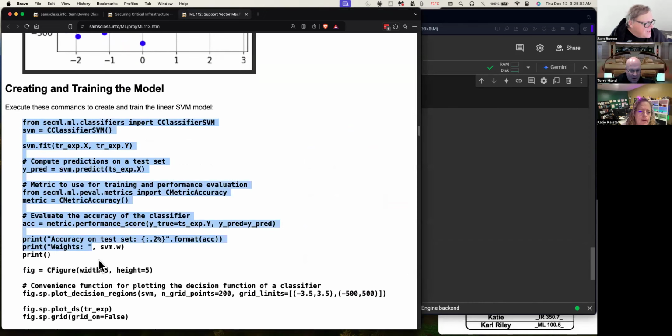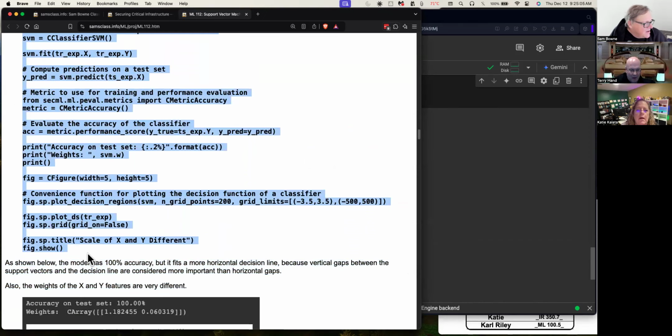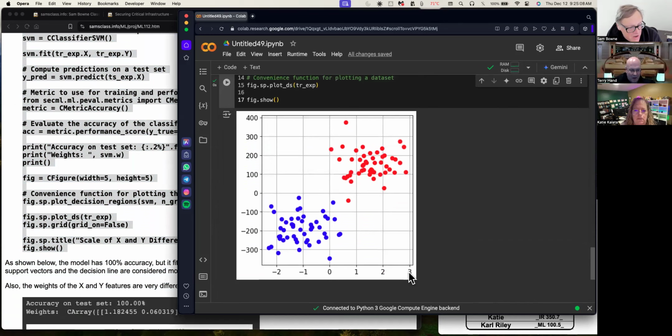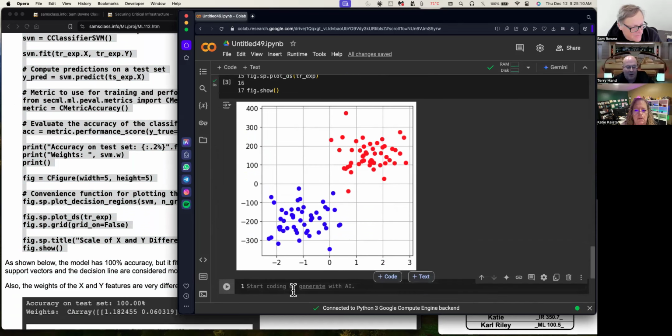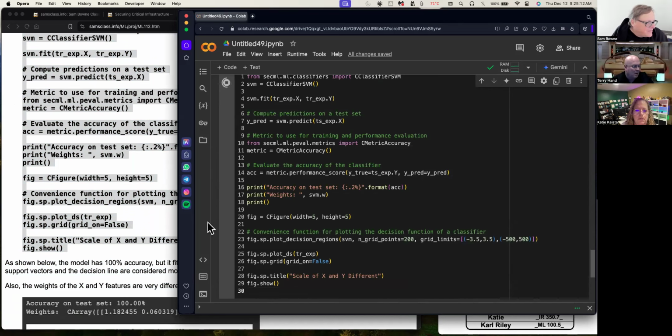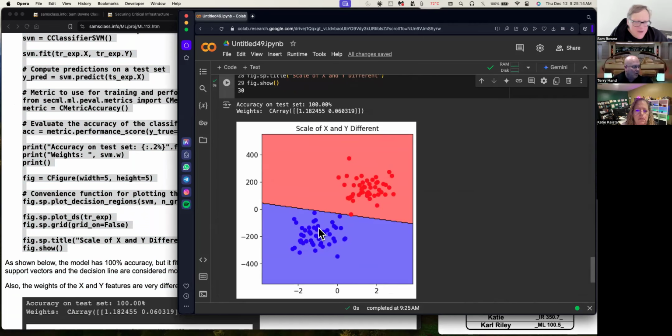Now, if you create and train the model, you're going to get a very different result.